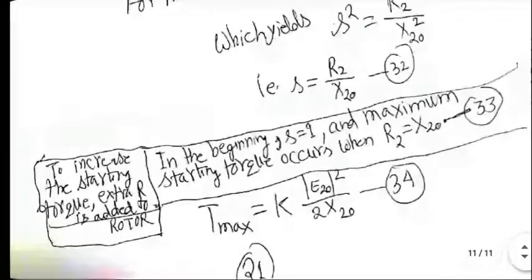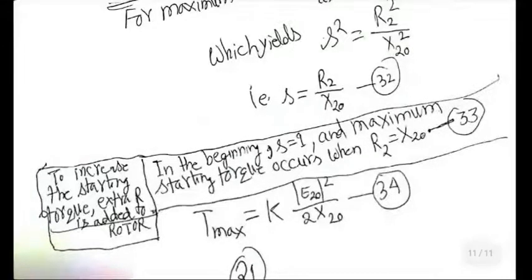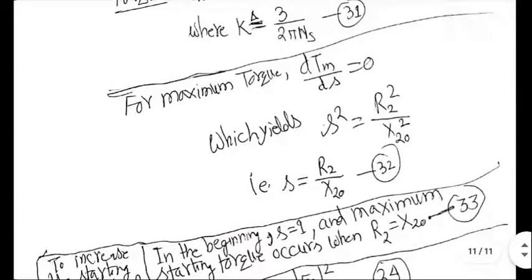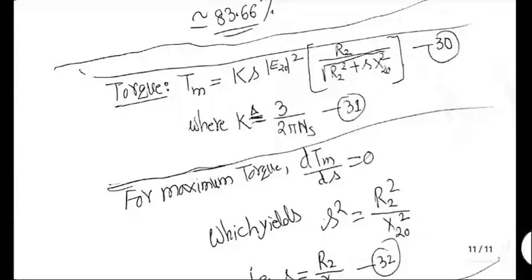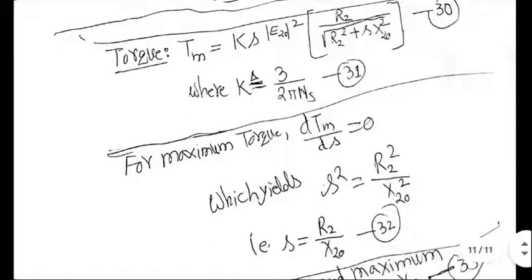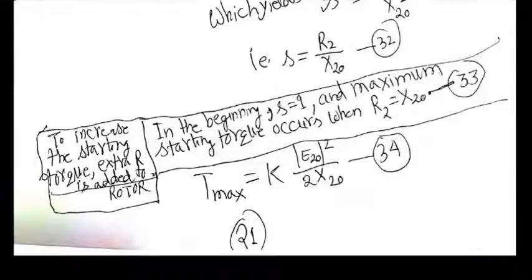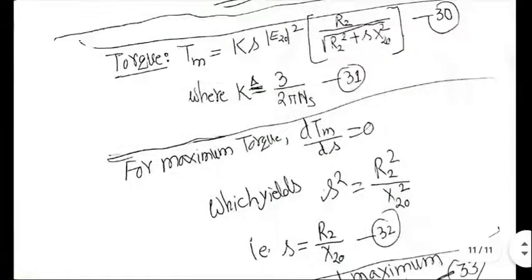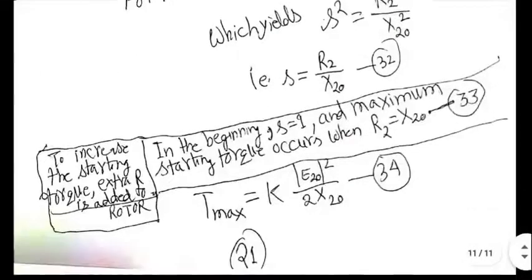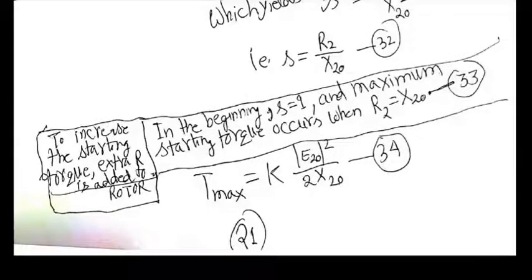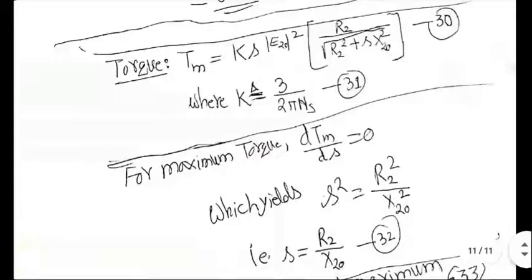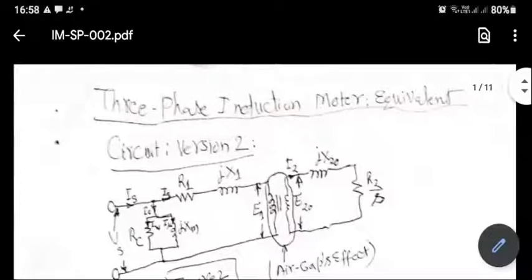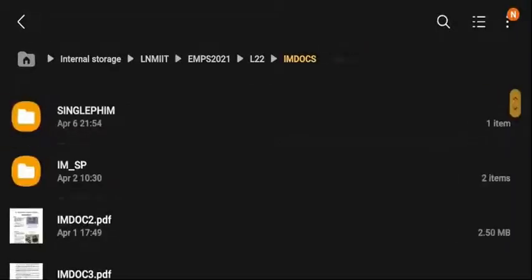And maximum torque, of course, will be when slip happens to be 1. So you can put S equal to 1 in equation 30 to get the maximum possible torque. And assuming that resistance is small enough in the rotor, this is the approximate formula for maximum possible torque in a three-phase induction motor. So these are the things that engineers do all the time when they are dealing with induction motors.